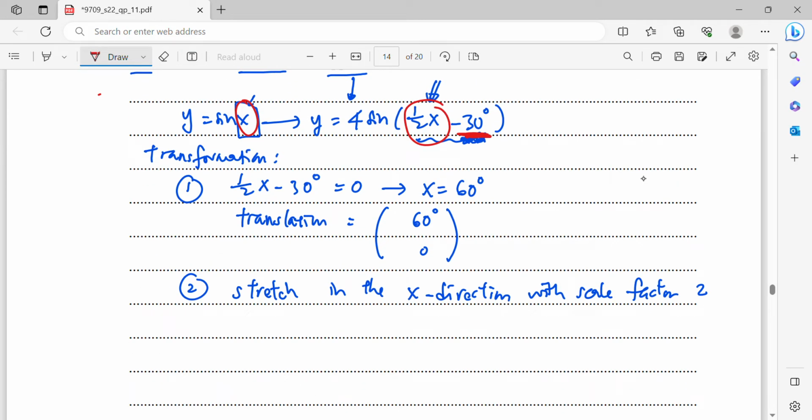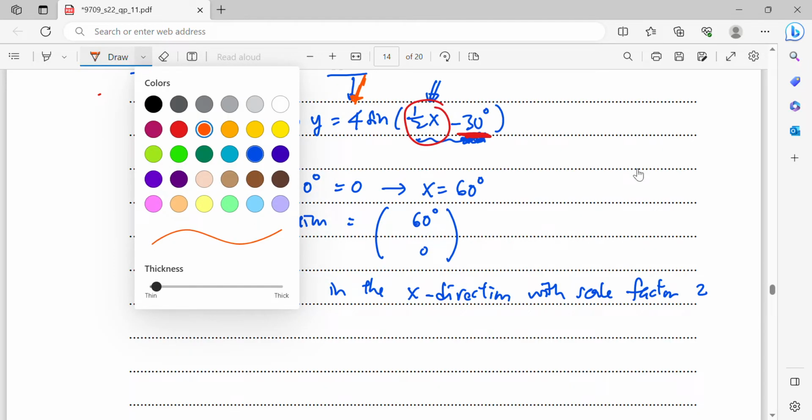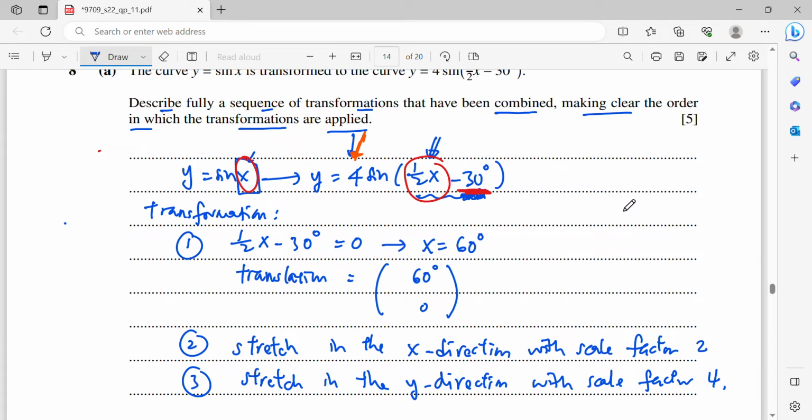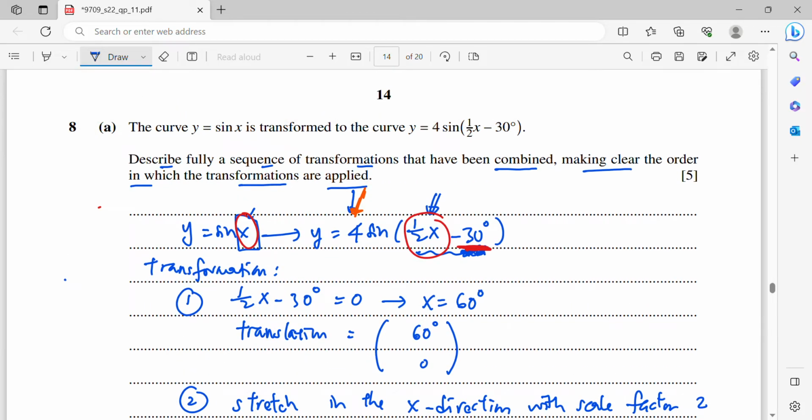Okay, now the last one will be regarding the 4. So the 4 will give you the effect on the y values. Therefore, this is a stretch in the y direction with scale factor 4. Alright, so that's the 3 transformations that have been applied in this question. Okay, so done for the 8A.